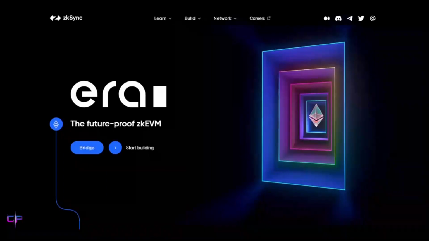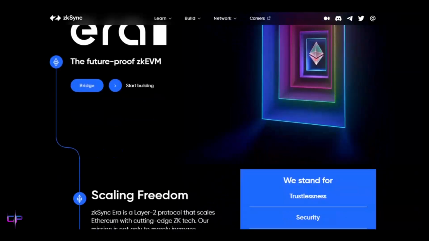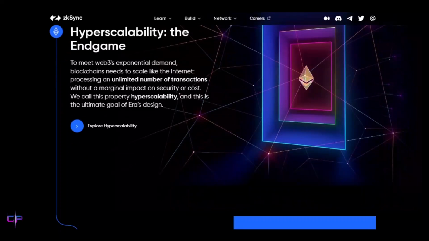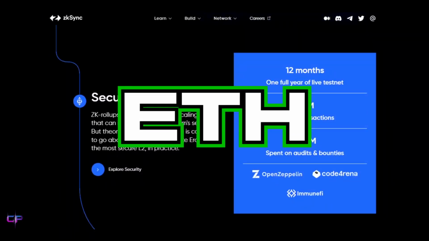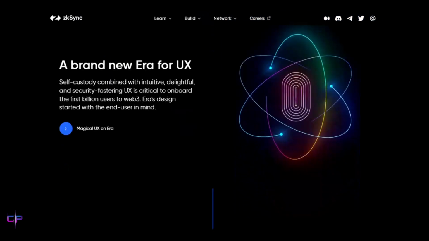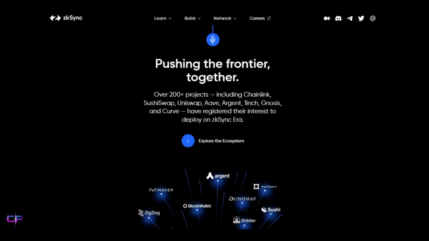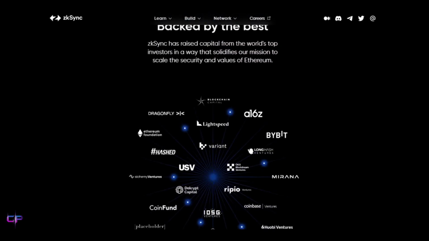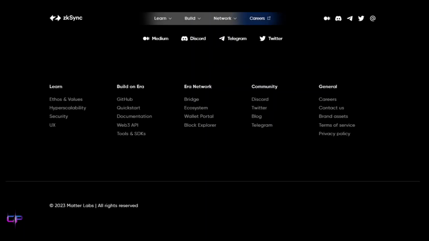Now that we have recalled what a Layer 2 solution is, let's take a look at ZkSync, the protocol that promises to improve the scalability of the Ethereum blockchain without sacrificing its security. ZkSync is a Layer 2 protocol that aims to improve ETH transaction throughput while reducing gas charges. Based on ZK rollup technology, the project uses a zero-knowledge system to protect user funds while optimizing scalability, transparency, and other key features of the Ethereum blockchain.